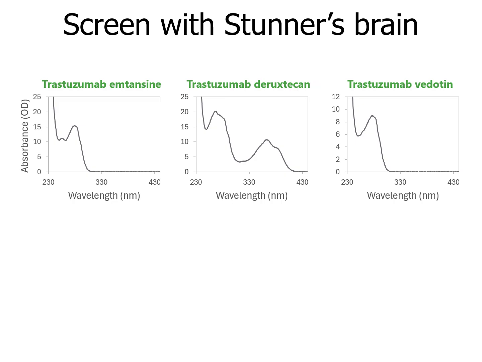For deruxtecan, we do have a peak far away from that traditional antibody peak, but without more information on how that drug is absorbing around 280 nanometers, we're not able to figure out what the antibody concentration is. For the graphs on the left and the right, trastuzumab emtansine and vedotin, we have overlapping drug spectra, and analysis can be incredibly challenging.